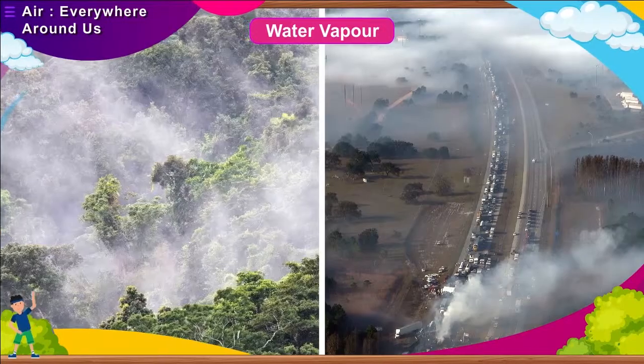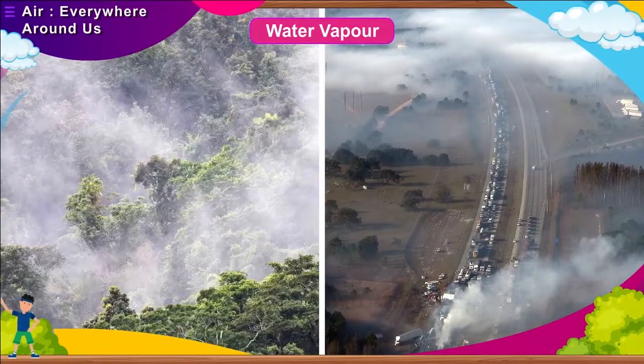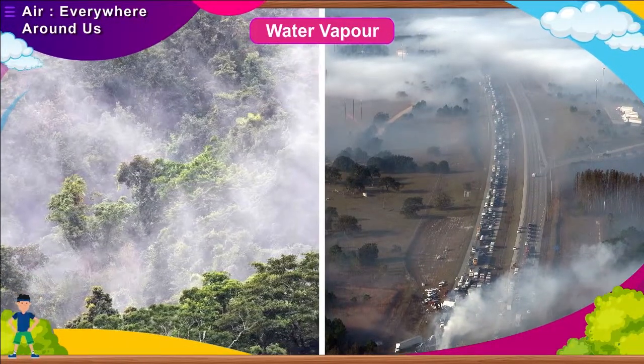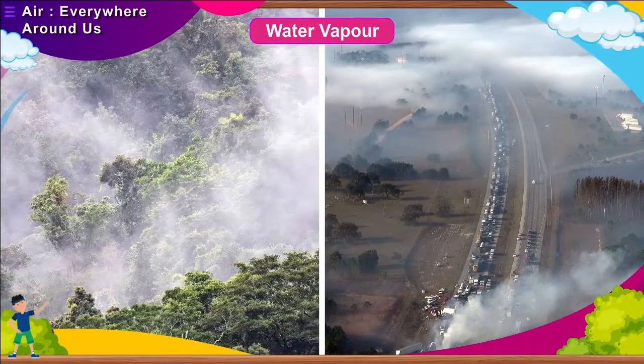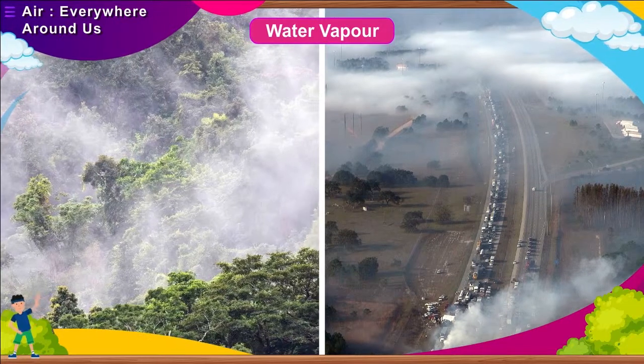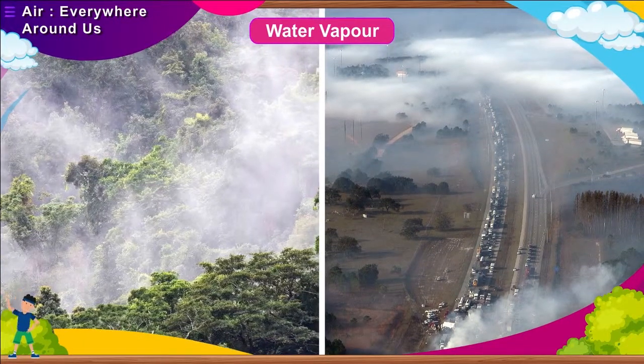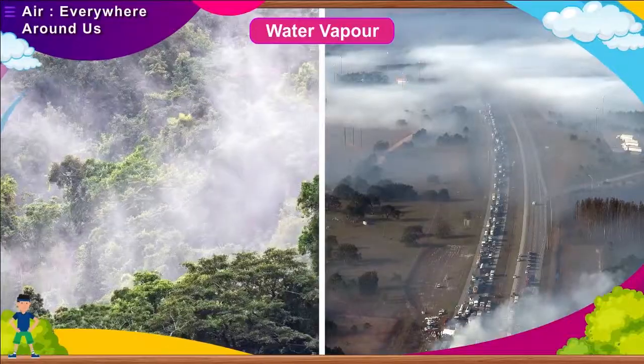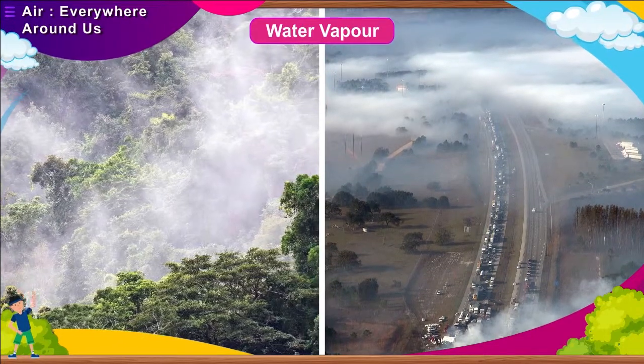Water vapor. The amount of water vapor present in the air is not fixed. It varies from place to place. In coastal areas, the air has a greater percentage of water vapor, whereas in deserts, the amount of water vapor is less in air.